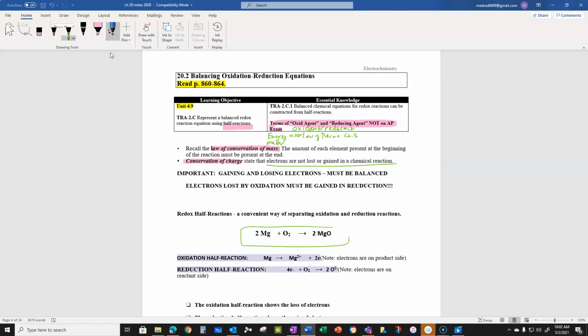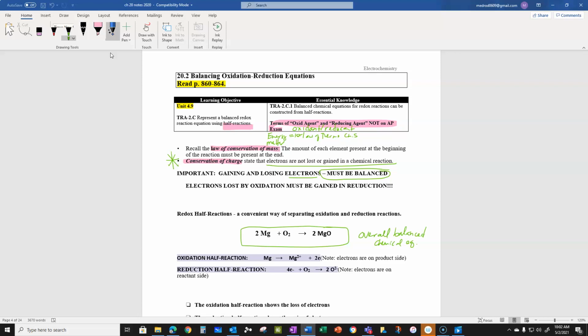This is your overall balance equation, and I don't see any electrons listed in here whatsoever, okay. So then where'd the electrons go? Well, that's where what's called half reactions come in. We take two halves and make a whole. So what we call the overall balance chemical equation, okay? So law of conservation of charge is keeping track of where the electrons go. So gaining and losing electrons, they have to be balanced. It has to. And electrons lost by oxidation, they have to be gained by the reduction.